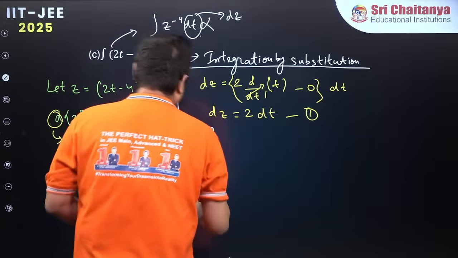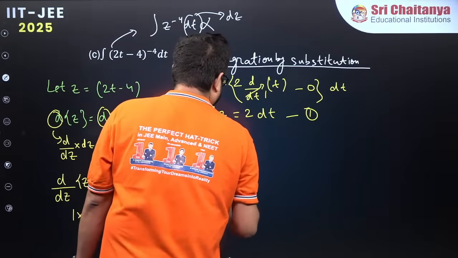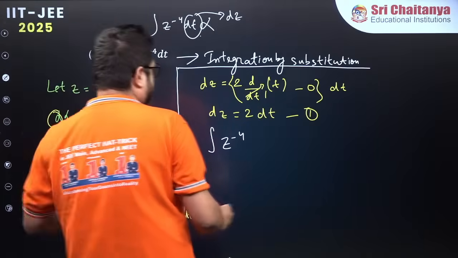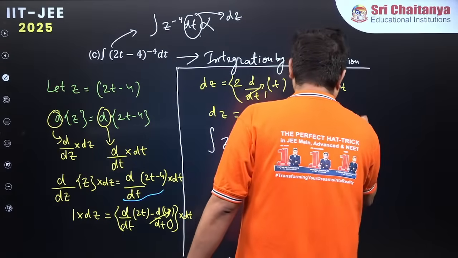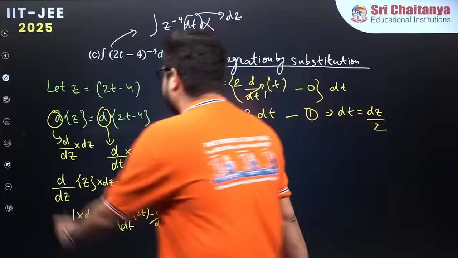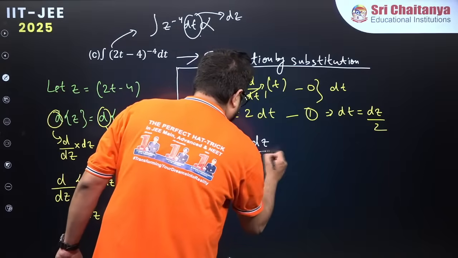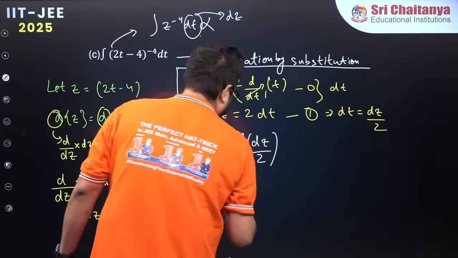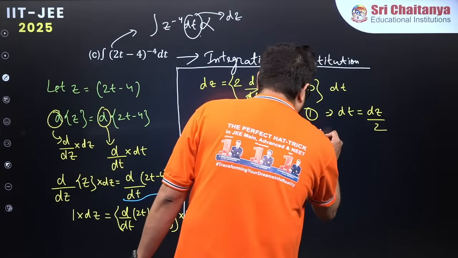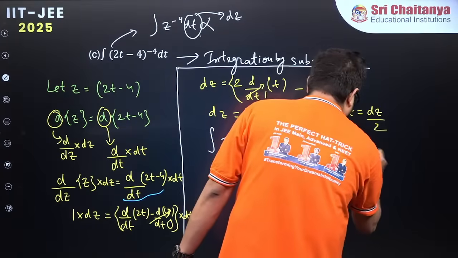So now the integration becomes z to the power minus 4. Since dz is 2 times dt, can I write this dt as dz by 2, everyone? So let's put this over there: z to the power minus 4 into dz by 2. 1 by 2 is a constant, so it will come outside the integral. And now my integration becomes z to the power minus 4 into dz.